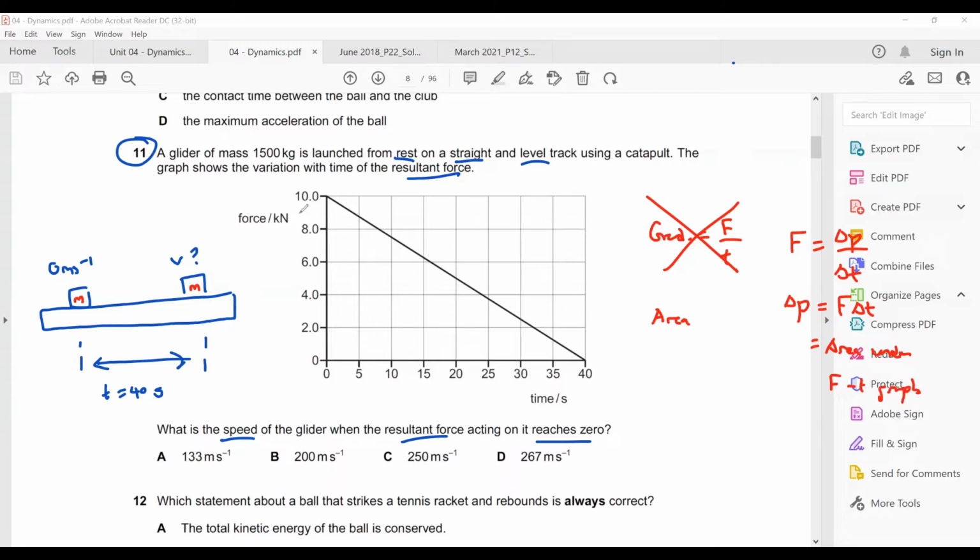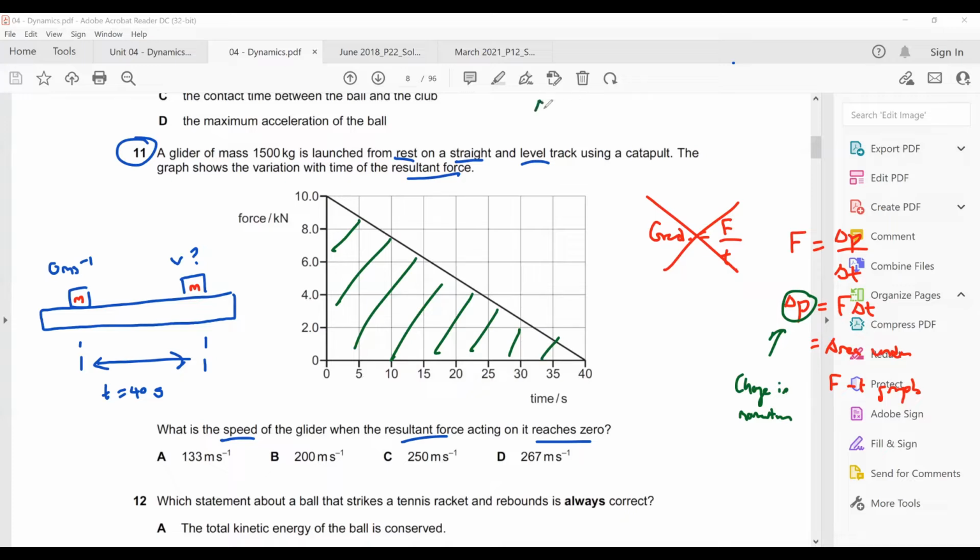The gradient of the FT graph does not tell me anything, you see. It's just force divided by time. There's nothing useful I can get from that. Instead, I want to find the area. Area will give me something useful to work with because it gives me the change in momentum. This one gives me something much more useful. So I try to find the area first.